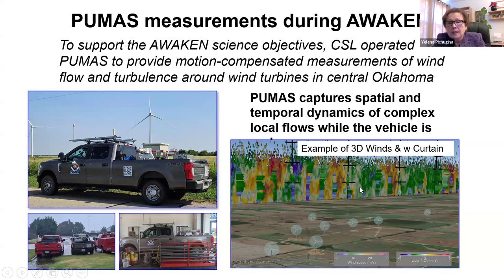This is an example of curtains of vertical velocity from -5 to 5, and also profiles, shown up to 1 kilometer, of wind speed and wind direction. So it's just an example of how we can have data and look at them.